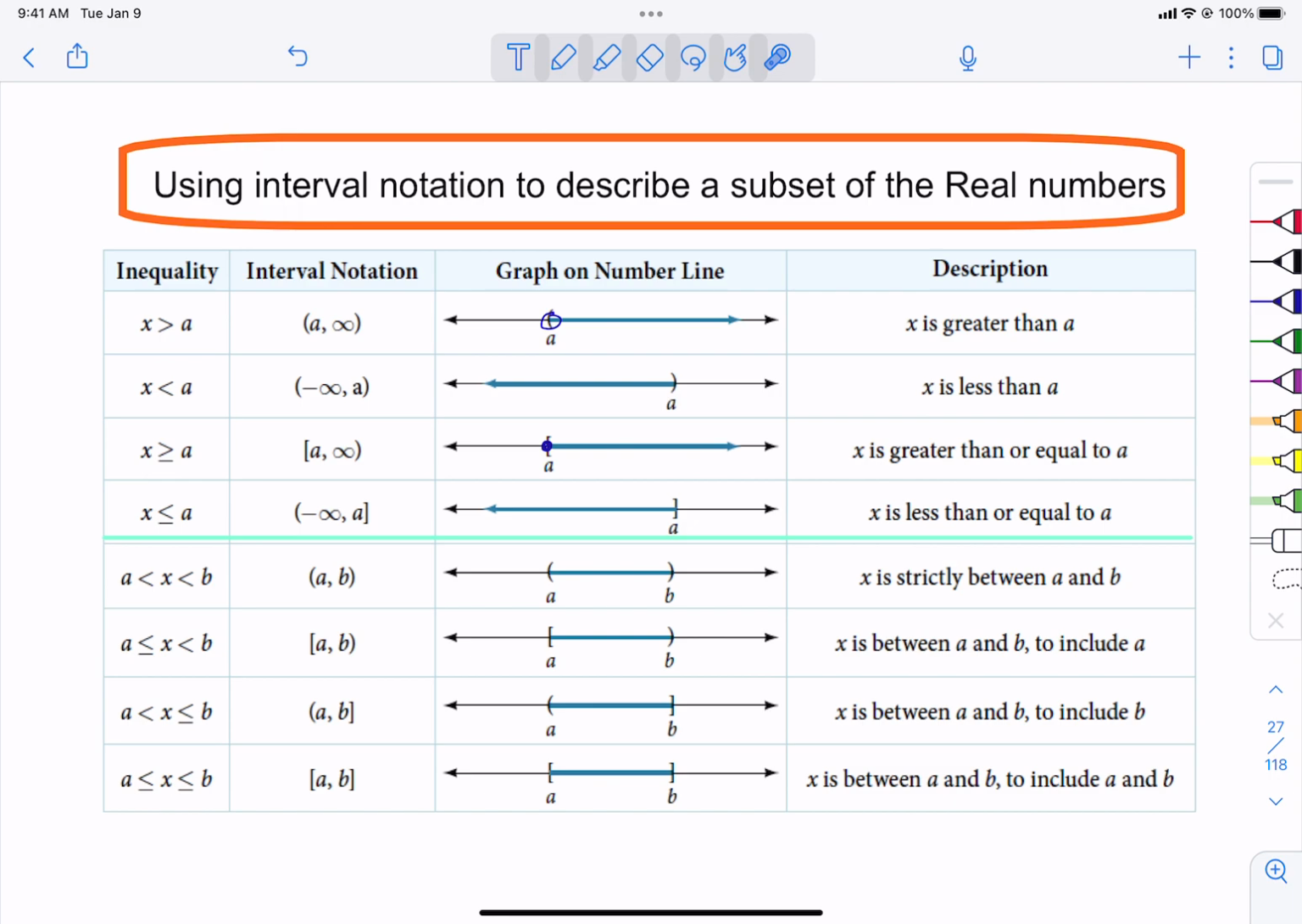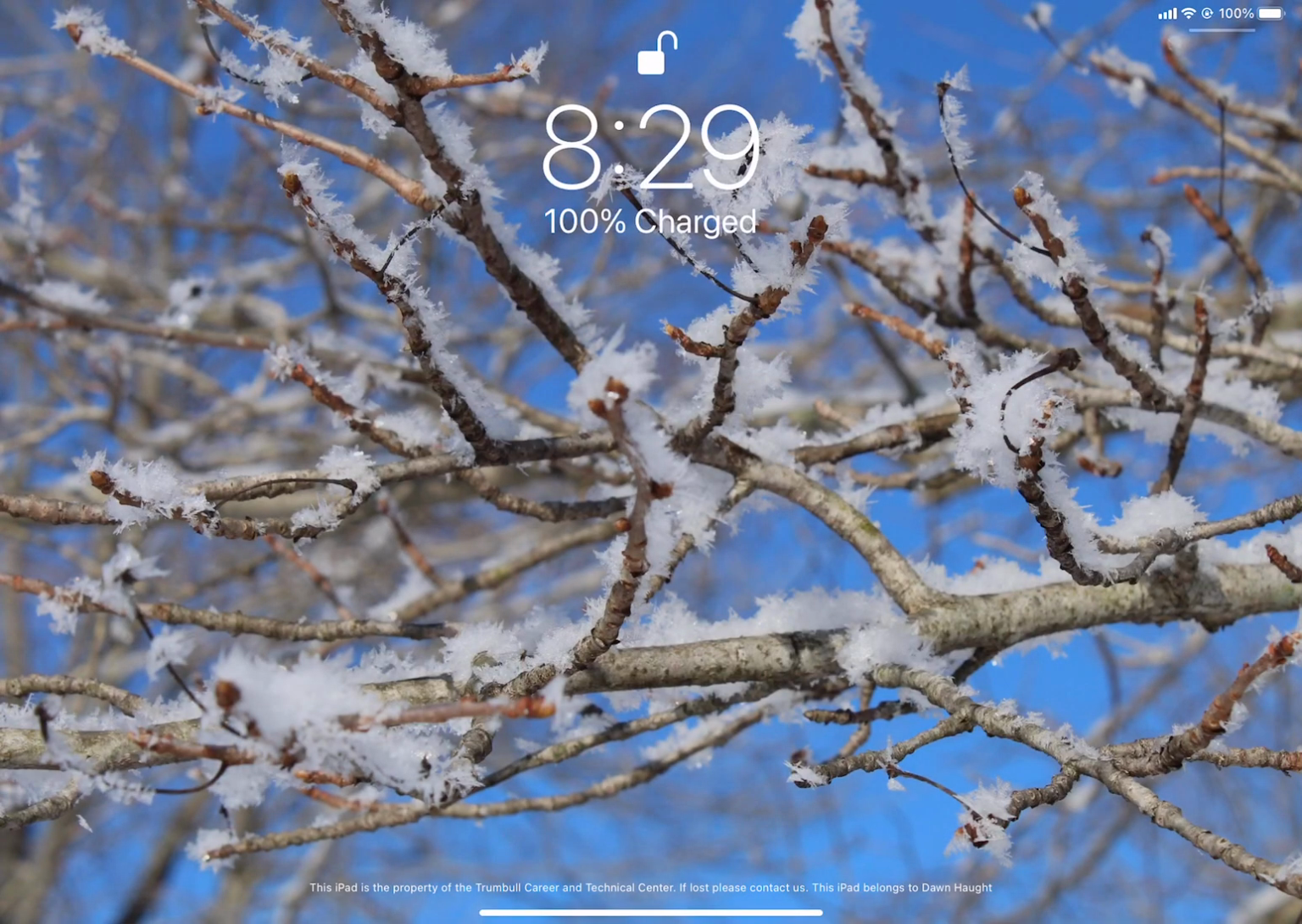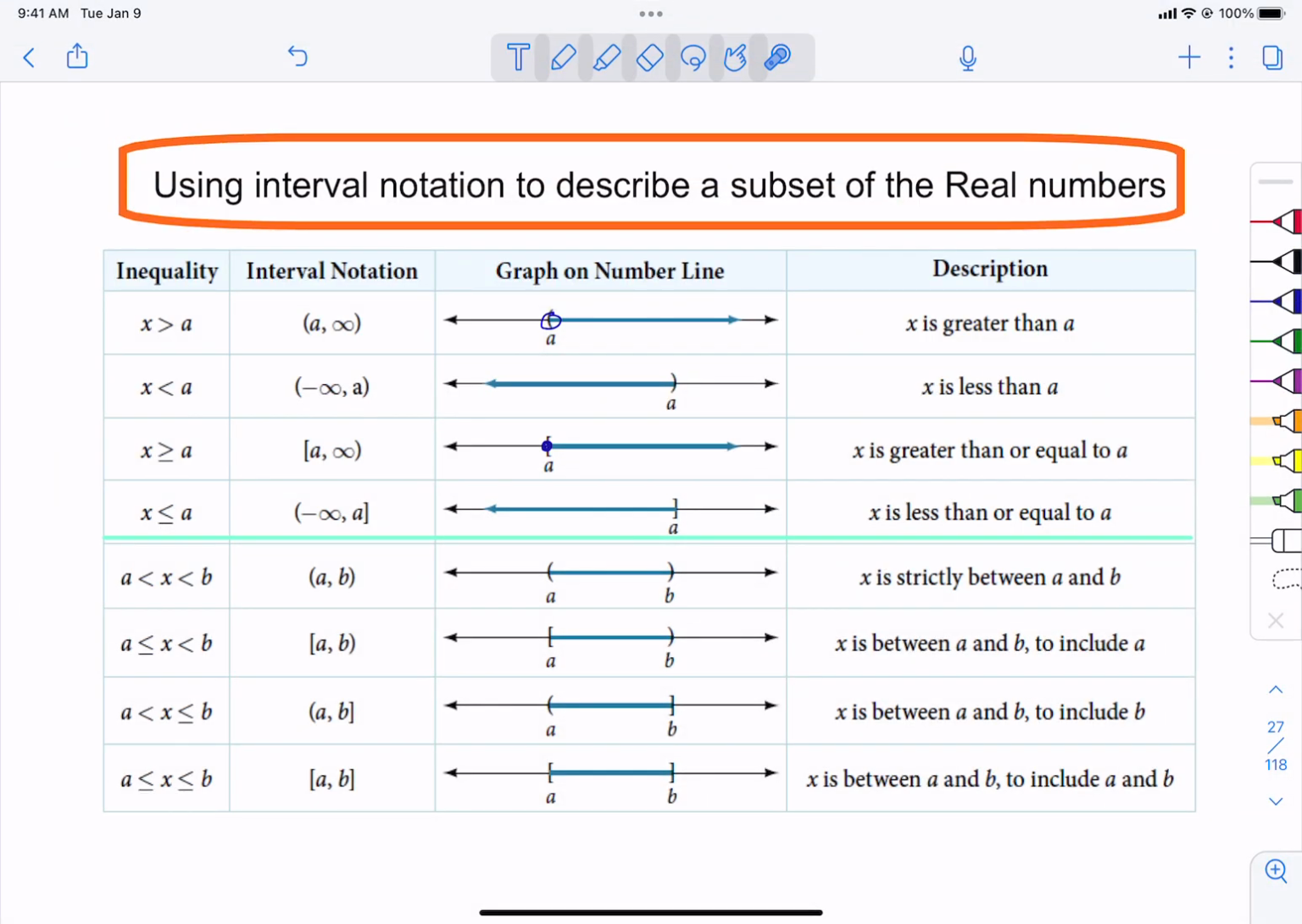Now, the reason this is in this section, okay, positive infinity is only if you have the tail going to the right. Negative infinity is only if you have a tail going to the left.